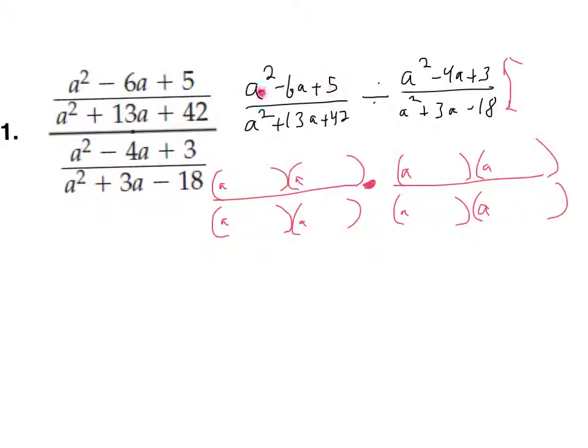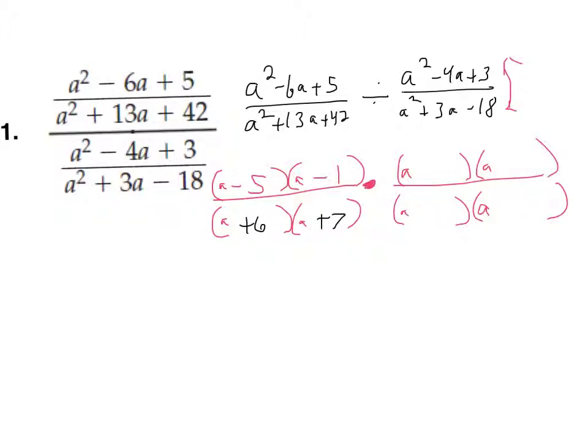So with the top of the first fraction, I want 2 numbers that multiply to make 5 but add to make negative 6. Well, since the 5's positive and the 6 is negative, I know they're both going to be negative. It's going to have to be 5 and 1, or 1 and 5. On the bottom, 2 numbers that multiply to make 42 and add to make 13. That's 6 and 7, both positive.